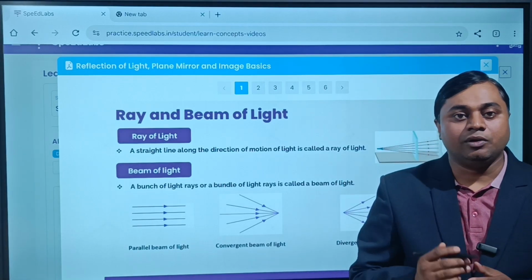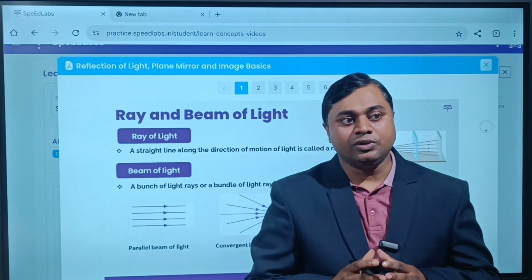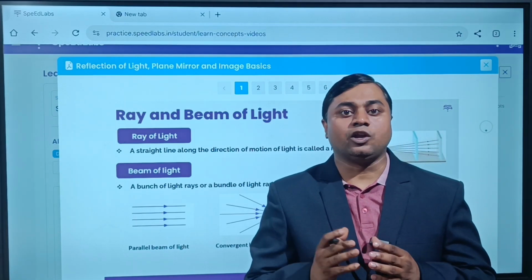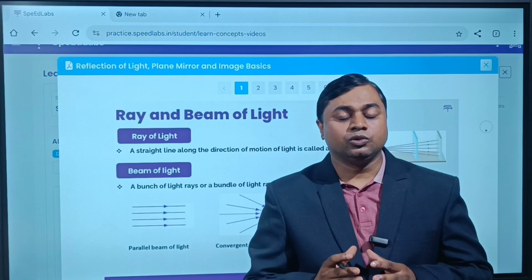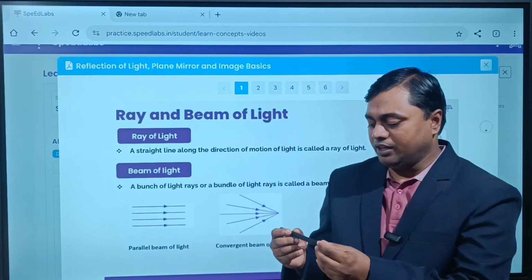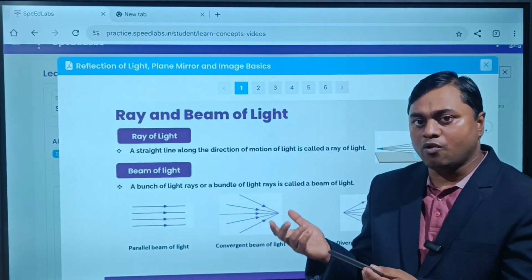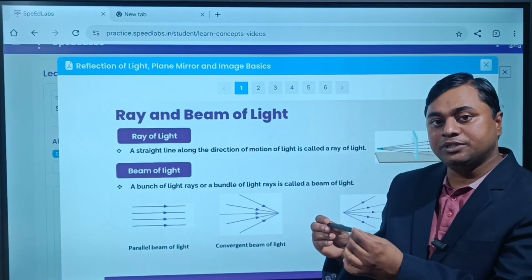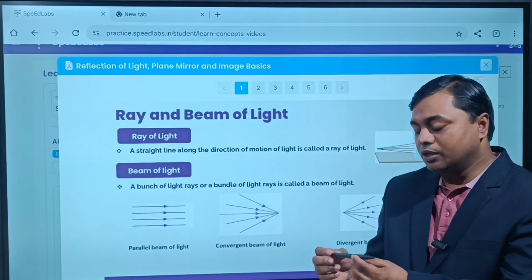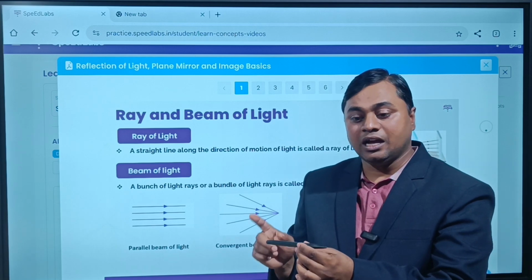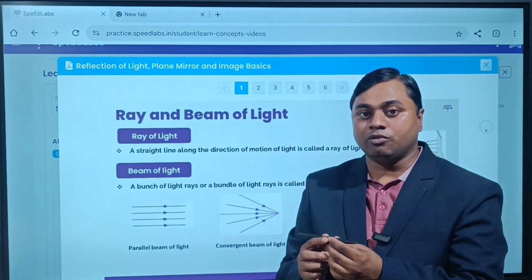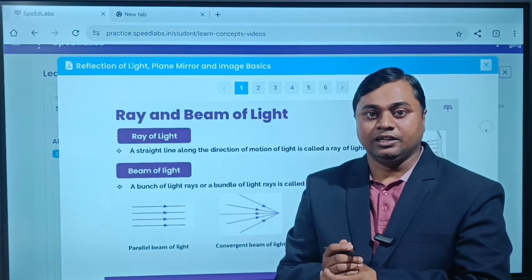What is light? Light is a form of energy which enables us to see an object. We are able to see any object because of light. How? Whenever light falls on the object and after reflection it reaches our eyes, then we can see the object. Yes or no?